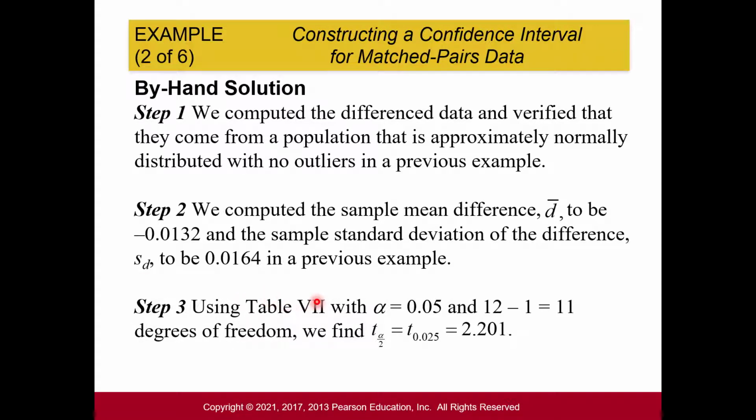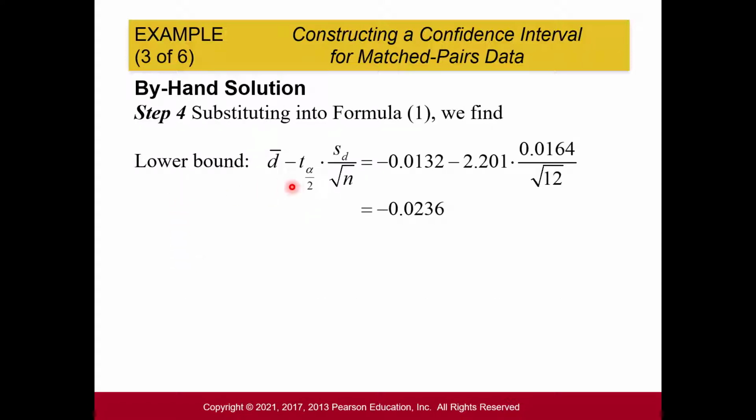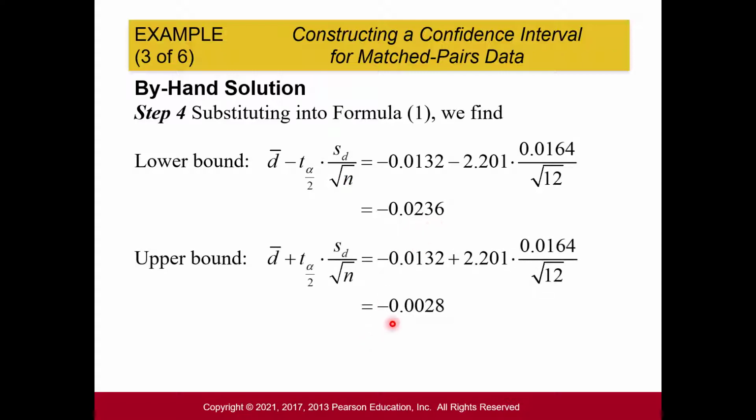Okay, so then we go to our t-distribution table with alpha at 0.05 and 11 degrees of freedom, and what we want this time is t sub alpha over 2. So from that table you would look for t sub 0.025, and we're going to get 2.201. Then we plug into our formulas for the upper and lower bounds all of the values that we have: our d bar, our critical value, and our standard deviation. We get our lower bound is negative 0.0236, and our upper bound is negative 0.0028.